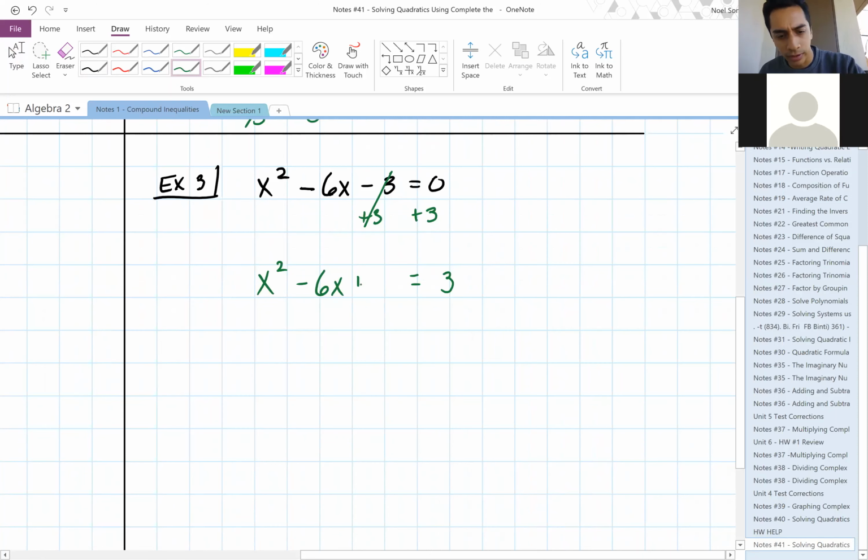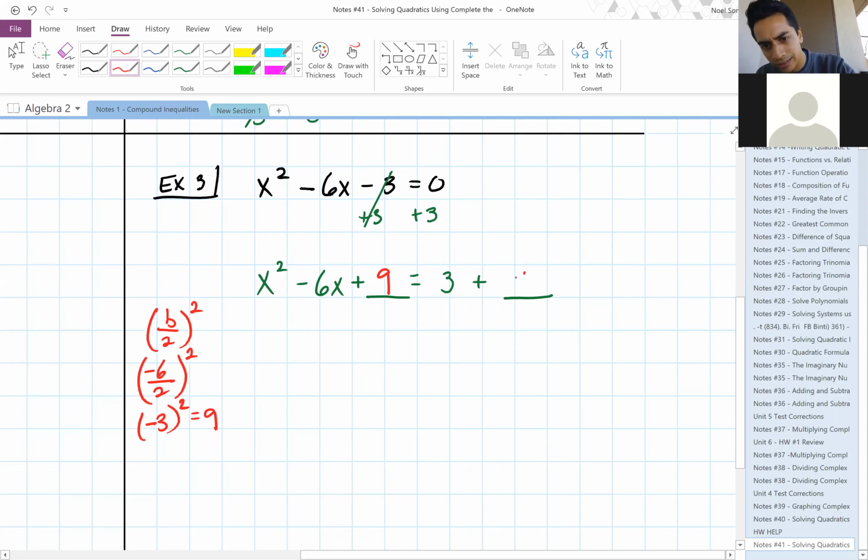Okay, remember you're going to add plus with a space here, and then plus with a space here. Just as a reminder. Okay, so now we take b over 2 squared. The b value is -6. You're going to half it, divide it by 2 and then square it. So you get -3, and when you square that, you get 9. So now we go ahead and add 9 to both sides.